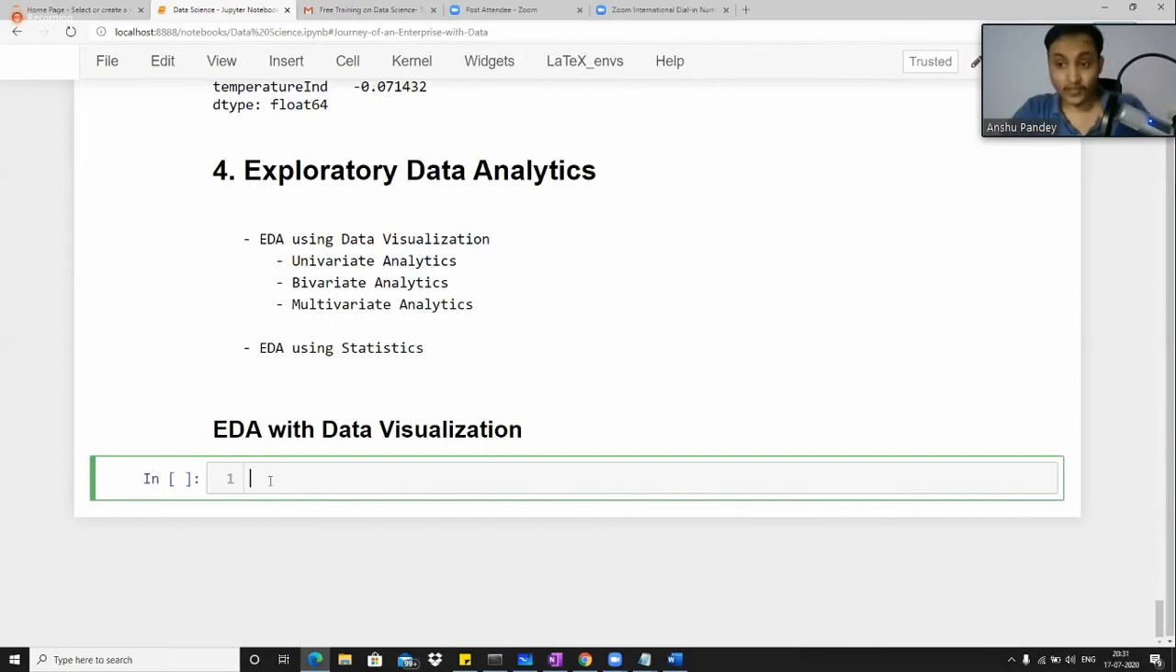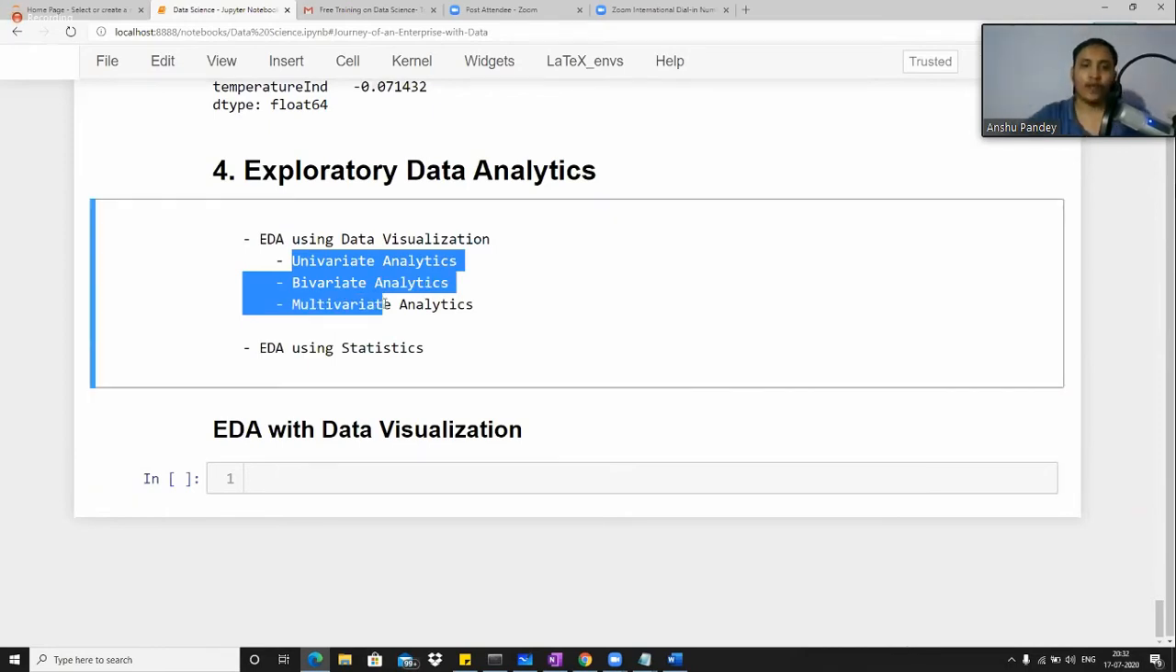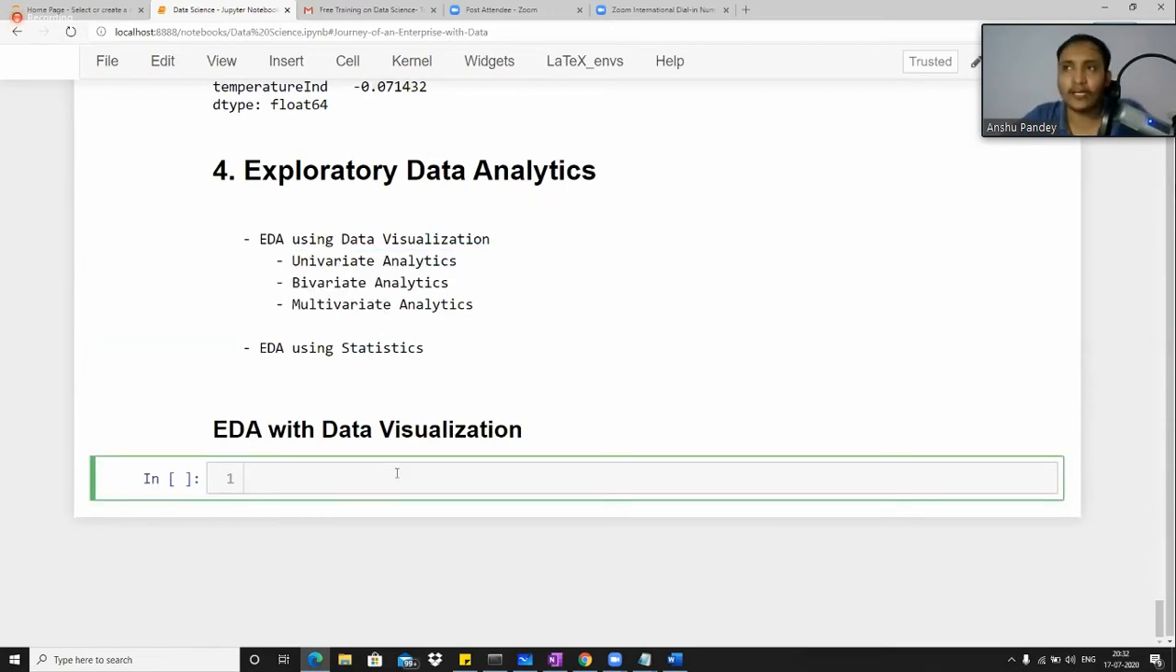In that, as we can see, there are three methods primarily: univariate analytics, bivariate analytics, and multivariate analytics. Now, what exactly is univariate? Univariate is where you analyze one attribute at a time. And bivariate is where you analyze the impact of one attribute on the other. Multivariate is where we analyze the impact of multiple attributes on the target. So in univariate, we don't look at the impact on the target attribute, right?